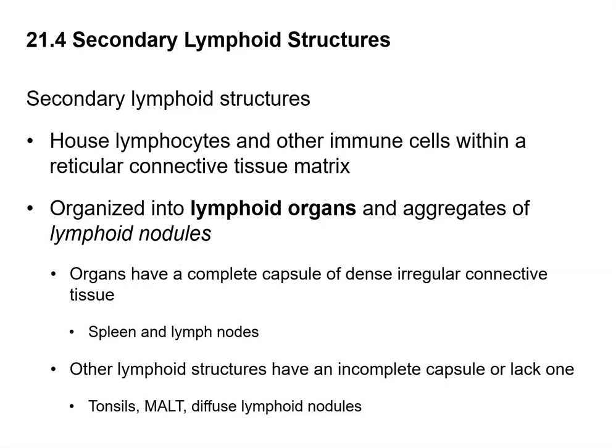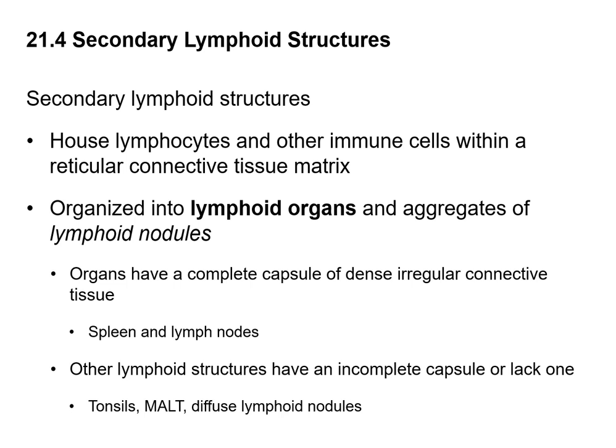So here we're going to look at some of our secondary lymphoid structures, right? In the previous part, we were talking a little bit about the primary structures, where the lymphocytes are formed and where they mature. Now we'll look at some of these secondary structures where they go to become activated, and ultimately exert their effect.